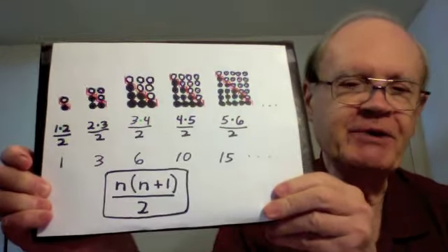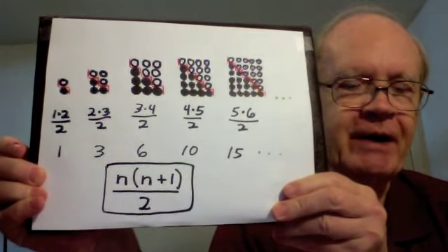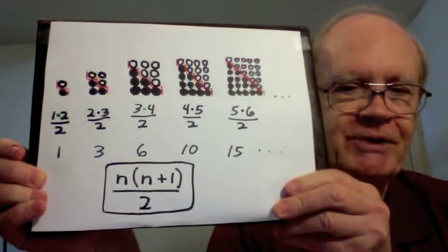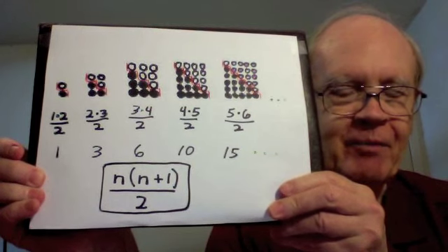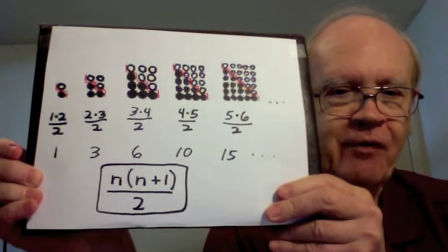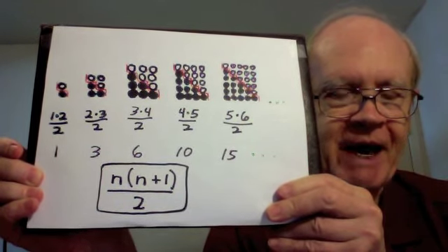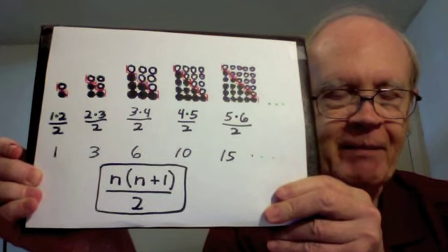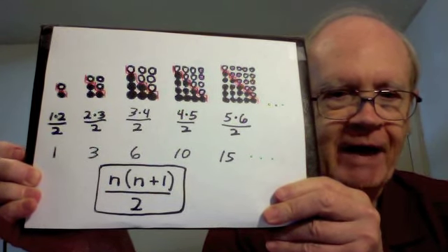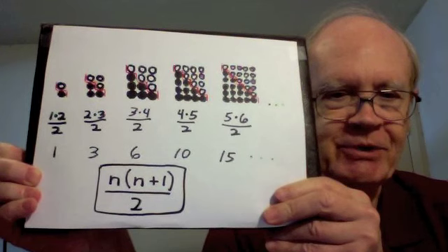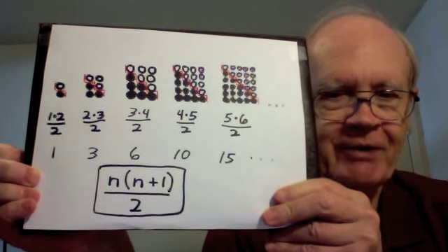And so that leads me to a formula for generating the sequence of triangular numbers. If n is any counting number, I can use the formula n times n plus 1 divided by 2, as these are 1 times 2 divided by 2, 2 times 3 divided by 2, and so on.